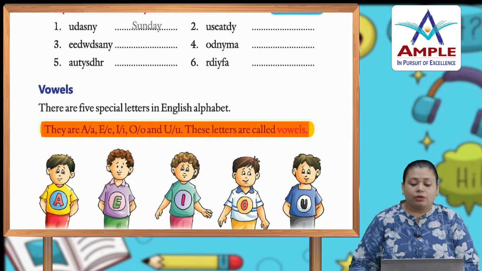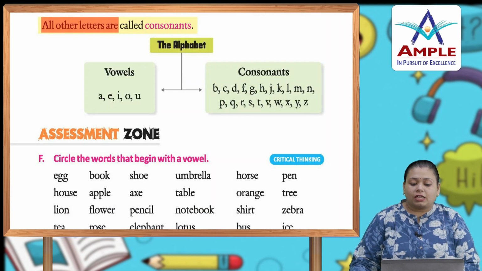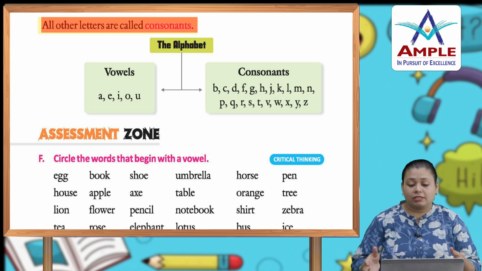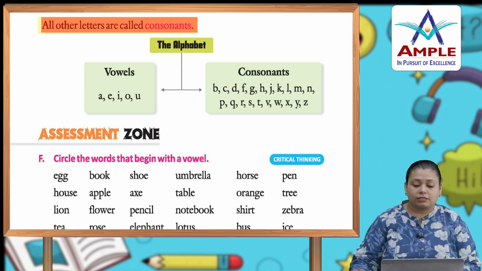Okay. Now all the other letters are called consonants. When we take out these 5 alphabets from the 26 alphabets, then the rest of the 21 letters are called consonants. Okay.